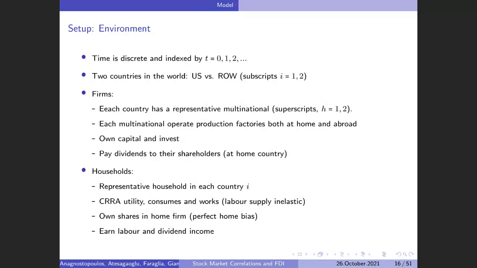Now, all right, so these are the conjectures that we have, and we want to see how much the level of increase in the FDI that we observe in the data can explain the increase in global stock market correlation. So I will go to the model, and then I will present you the results.